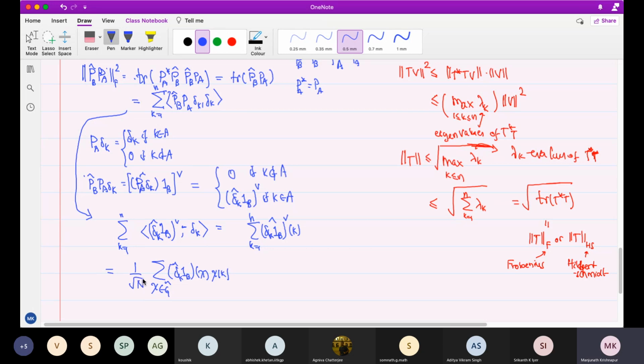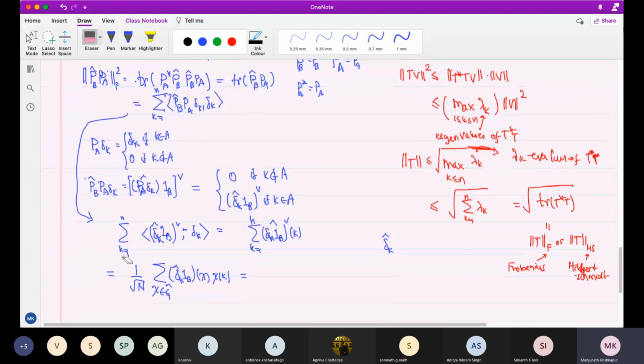By square root of N, right? So this is the definition of check. Now what is delta K hat indicator B of chi? Let's do that. Sorry, I made one mistake. Here I should not have taken K in 1 to N. It is actually only over K in A. That's a mistake.